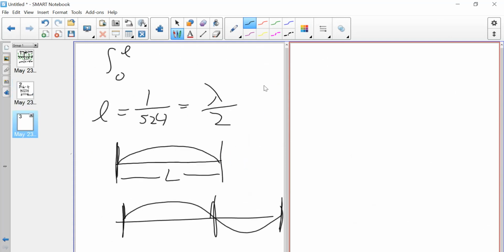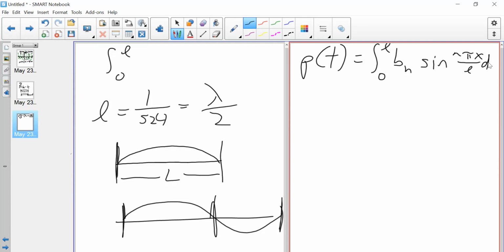Okay, so the first thing that we wanted to establish is the length of this particular wave, which is 1/524. We have our function. I shall write it again. P of t, like f of x or whatever, pressure as a function of time, 0 to L, those are our boundaries. And this B sub n, these are what are called coefficients of this wave function that we see here. And the wave function is going to be sine n pi x over L. The L's, these are the same L's, and it's going to be integrated with respect to time.